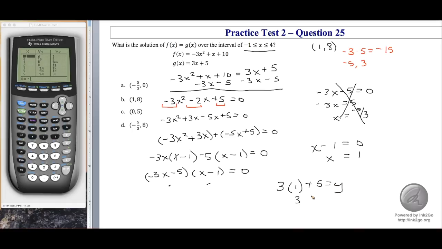This gives us 3 plus 5 is equal to y. 8 is equal to y. So algebraically, we also get the solution of 1, 8. This is solution B.